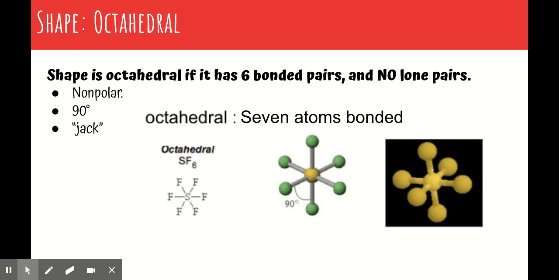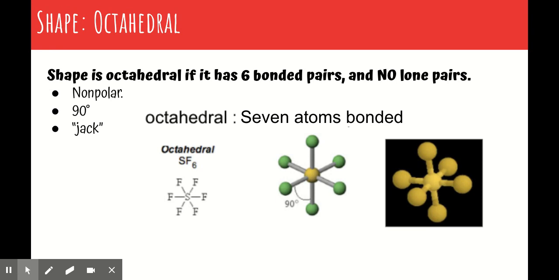Last one we're going to talk about is octahedral. So the octahedral is if it has 6 bonded pairs and no lone pairs. So this would mean 7 atoms are involved. We have 6 legs coming off of it, so 6 bonded pairs. So your steric number here would be 6. There's 0 lone pairs. These would be nonpolar because they are equally canceling each other out in all directions.